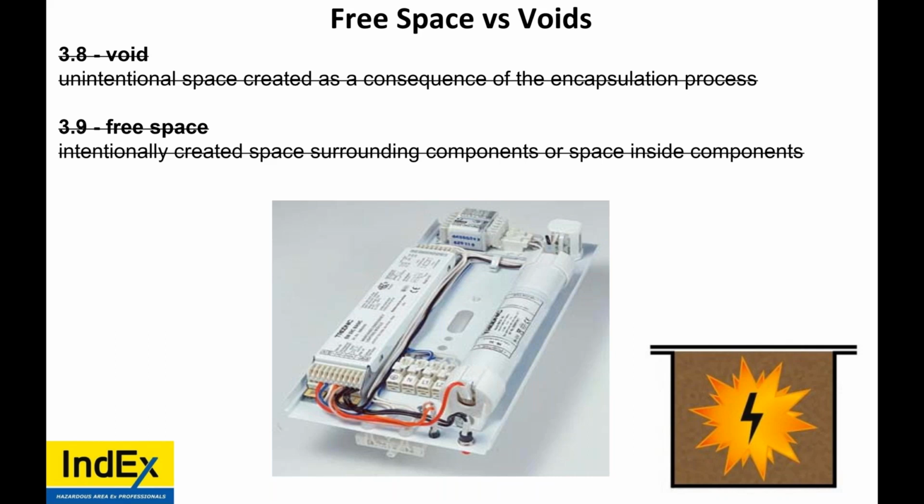A free space is an intentionally created space surrounding components. So where would you see that? Well, if one of these internal components of a fluorescent light was, say, Ex m, its terminals on the outside could be deemed a free space depending on how it's molded, because that is the means for connections.